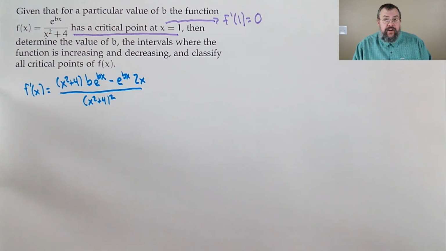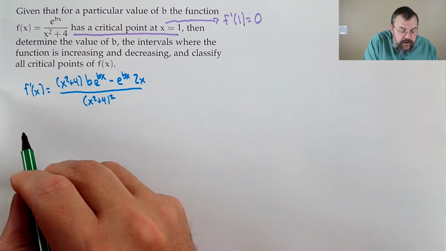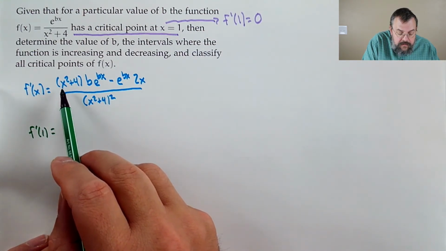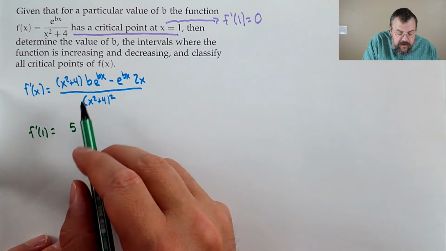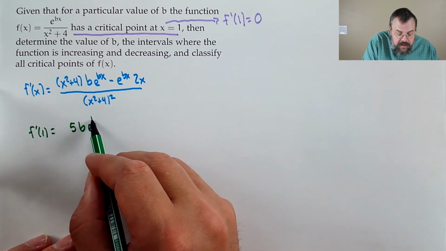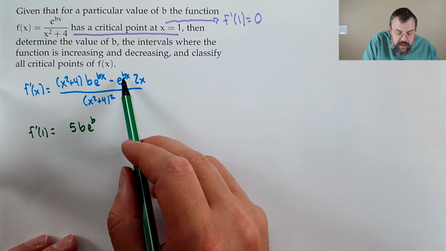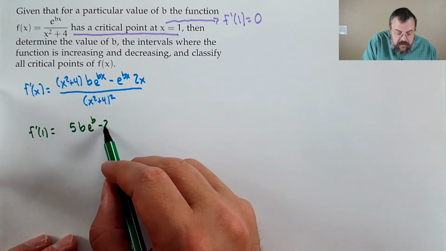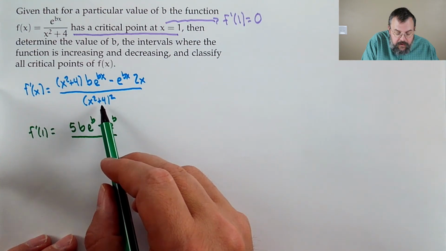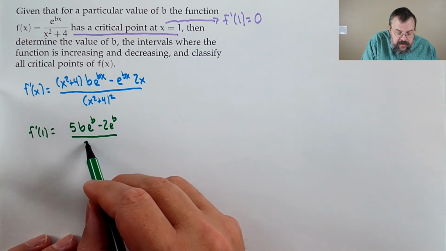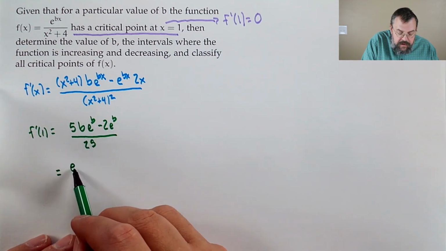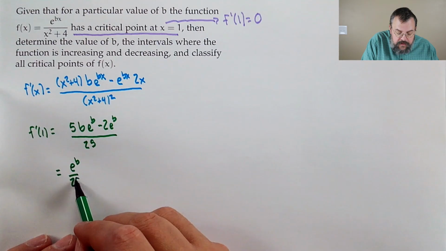So let's actually carry out that computation. So we know that f prime of 1 would be what? Well, 1 plus 4, that's 5, times b. Then e to the b times 1, that's e to the b. Then minus e to the b times 2, so minus 2e to the b. Divide that by 1 squared plus 4, that's 5 squared. I can write that as 25. Now we could write that, if we clean it up, the e to the b can come out, the over 25 we'll just leave there.